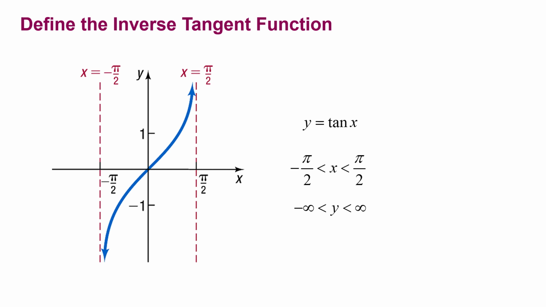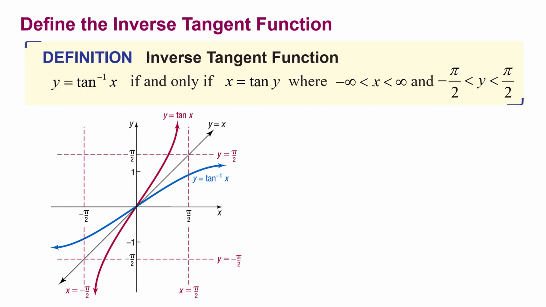Now there are other restrictions that make the tangent function 1 to 1. The restriction that we're using here is the universally accepted restriction. In this image, we have the graph of the tangent function between the vertical asymptotes at x equals negative pi over 2 and x equals pi over 2 with a range of all real numbers.